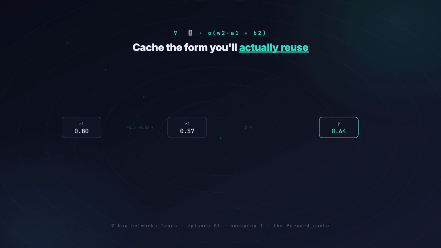The trap with sigmoid is thinking you'll need to rederive its slope later from Z2, 0.57. You won't, and you shouldn't. The clean way to differentiate sigmoid is in terms of its output. The slope is y times one minus y. So what gets cached isn't the input 0.57, it's the output 0.6398. The network caches whatever makes the backward step cheapest, not whatever came in.